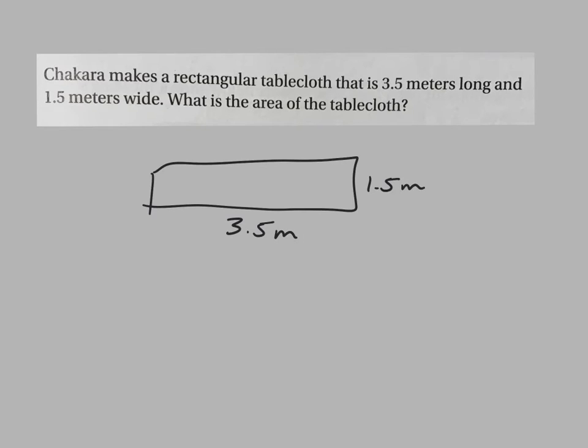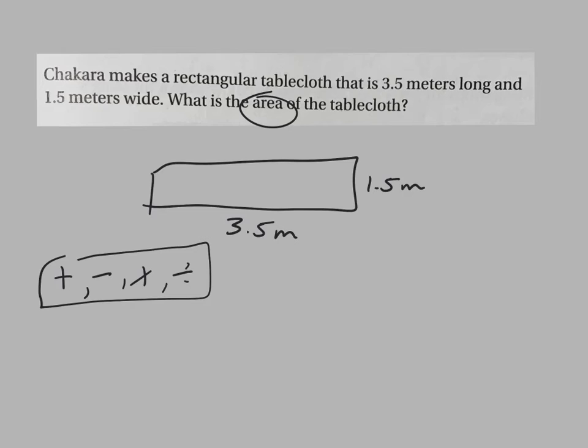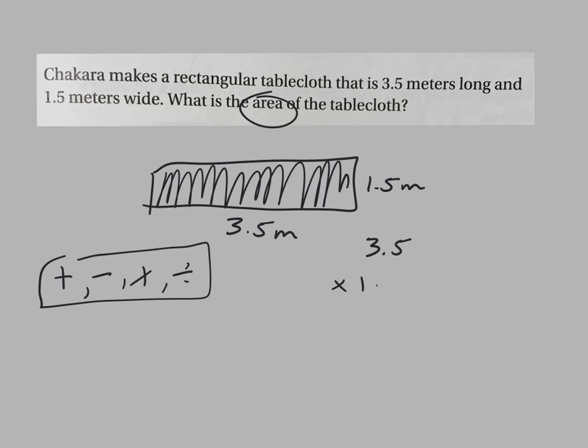Chikara makes a rectangular tablecloth. I'm going to draw that. It's 3.5 meters long and 1.5 meters wide. What's the area of the tablecloth? Do we add, subtract, multiply, or divide? Well, this is area. So we know to find the area, we multiply. So we would say 3.5 times 1.5.